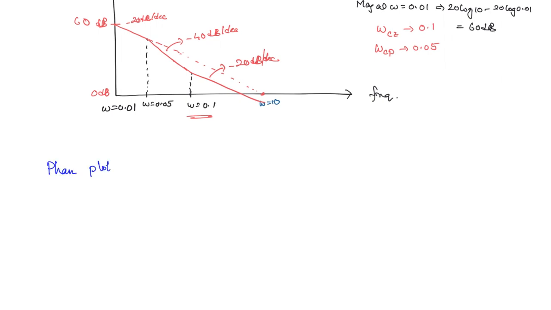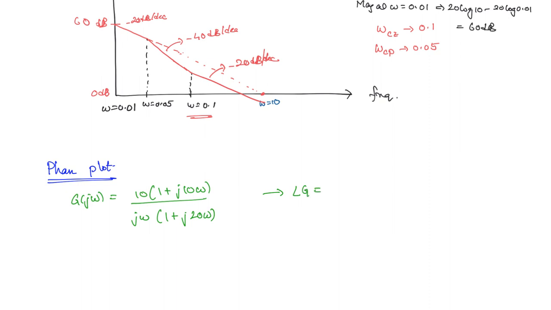For the phase plot, you can either take the actual function. That means G of j omega was 10 times 1 plus j 10 omega divided by j omega into 1 plus j 20 omega. So from here you are going to get angle G is equal to tan inverse 10 omega minus 90 degrees minus tan inverse 20 omega. Now you can substitute the values of omega and then you can get a rough plot of the phase plot. This is the direct method.